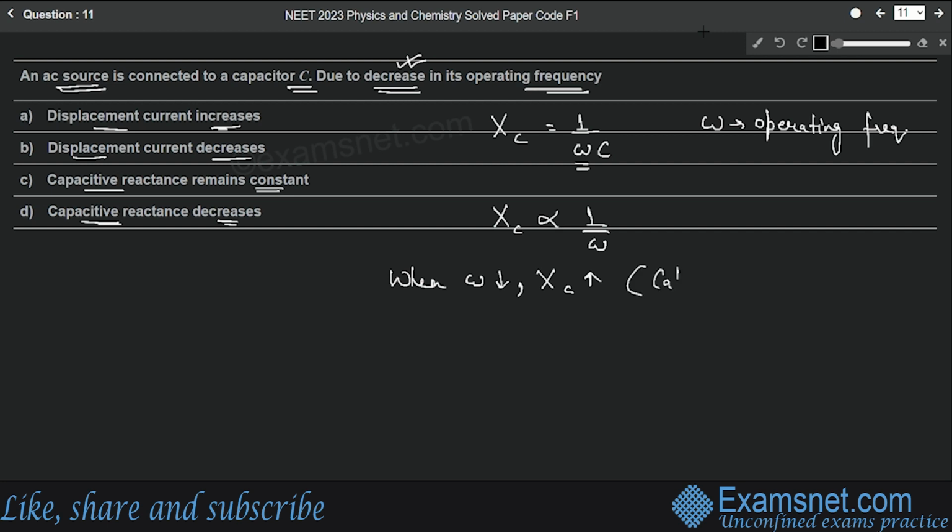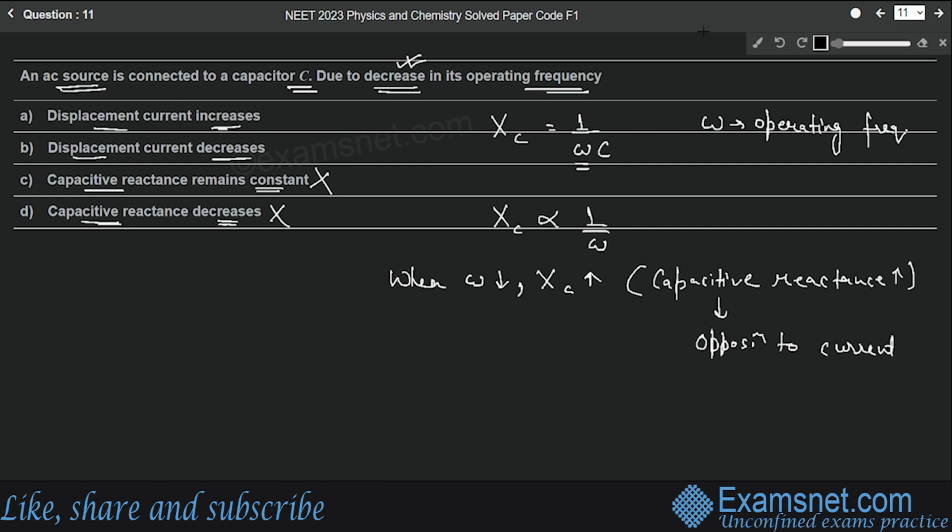Okay, so capacitive reactance increases, right? So option D cannot be the correct answer, because it says that capacitive reactance decreases whereas it increases. It also does not remain constant, so option C is also incorrect. That means we have to relate it with the current. Now we know that reactance is the opposition to the current. Okay, reactance is the opposition to current. So when capacitive reactance increases, opposition to current will also increase. That means less current will be flowing.